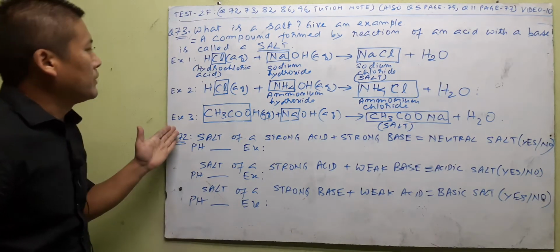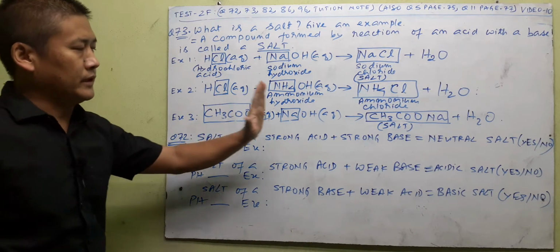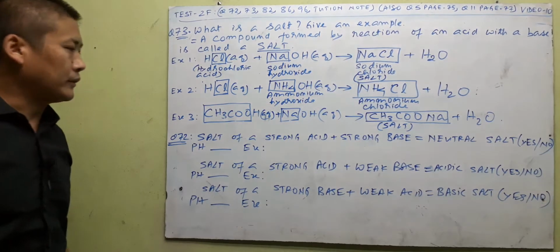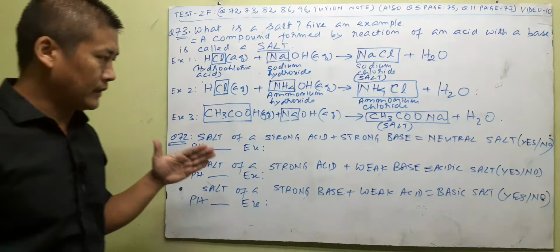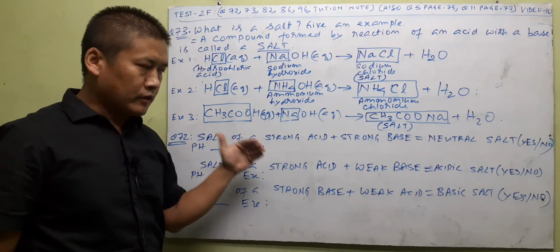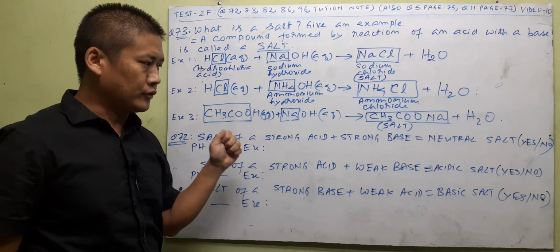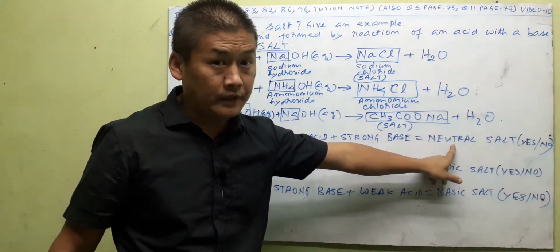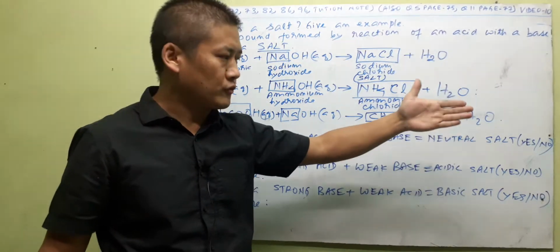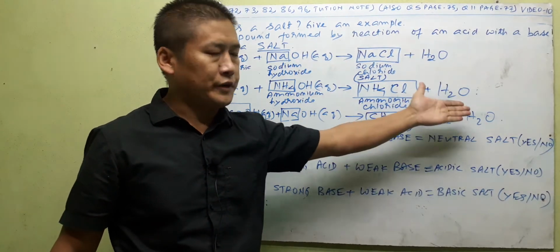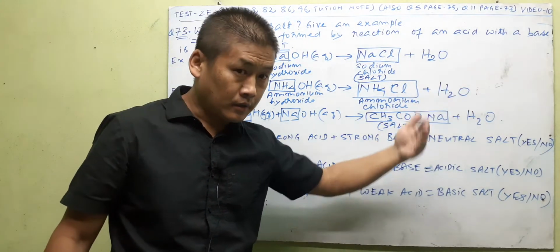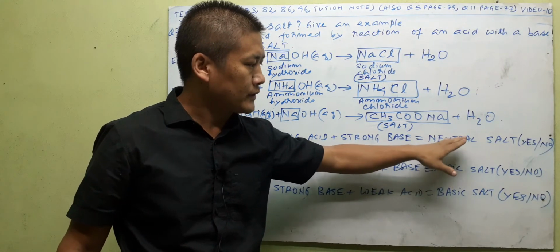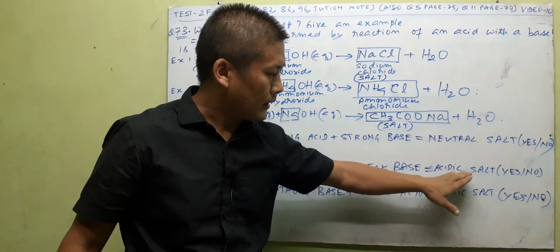So this type of compounds formed by acid reacting with base are called salts. Now there are different types of salts. One very common way of classifying salts is this. Classify means to group into different groups, like boys, girls, blue house, green house. So one way of classifying salts is neutral, acidic, basic.